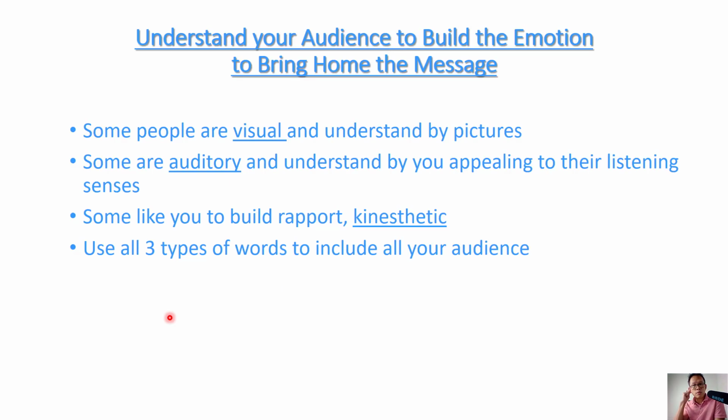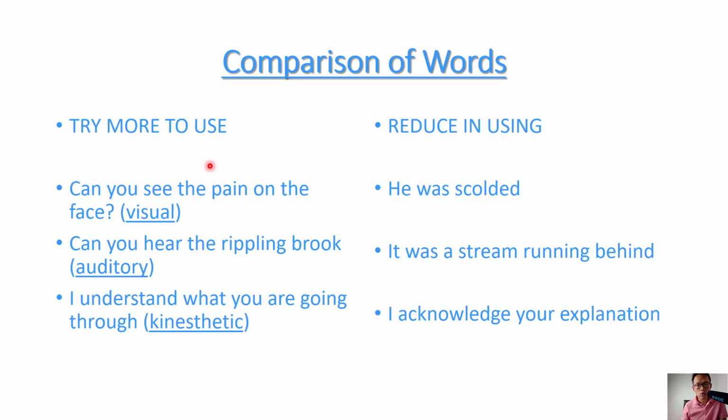Understanding your audience to build the emotion to bring home the message. Some people are visual, some people are auditory, some people are more kinesthetic, the feeling type. These are more auditory, they're listening. So we must use all 3 types of words to include all your audience. Can you see the pain on the face? Try to use more of this. Can you see the pain on the face?